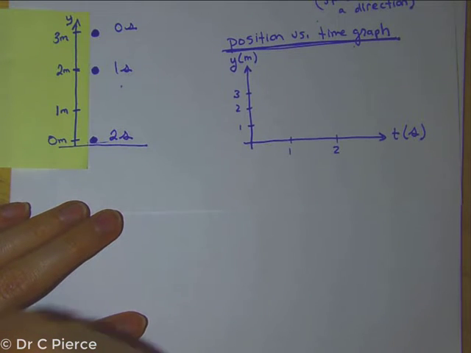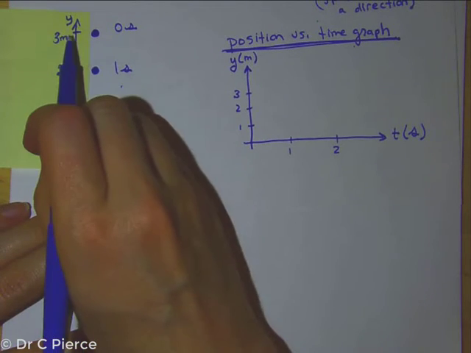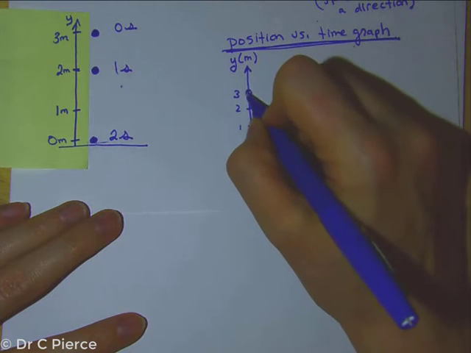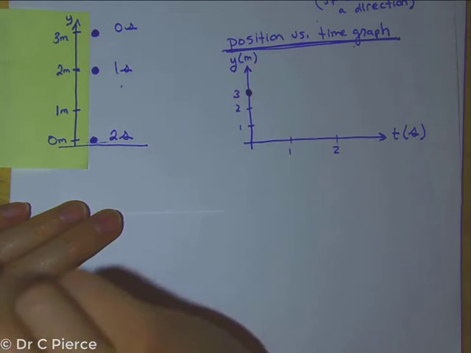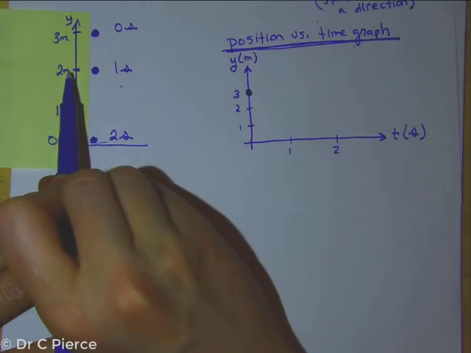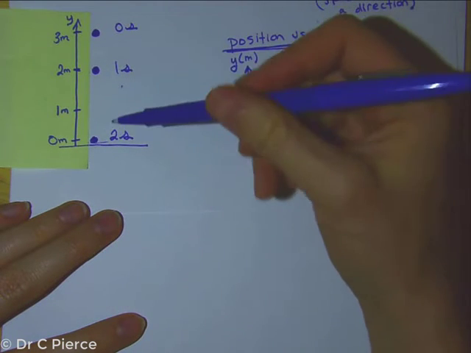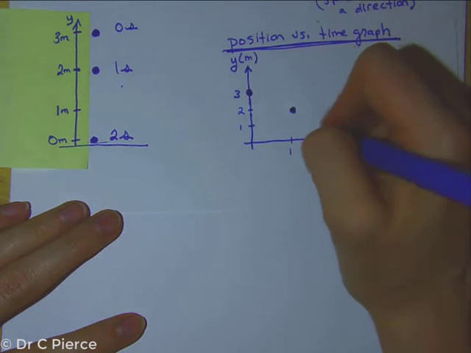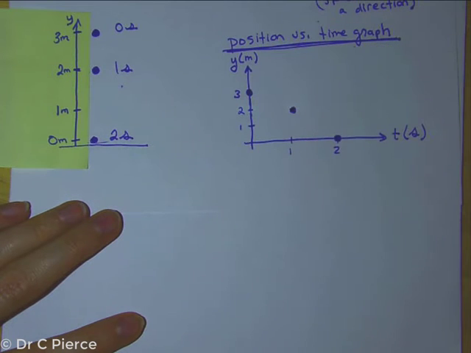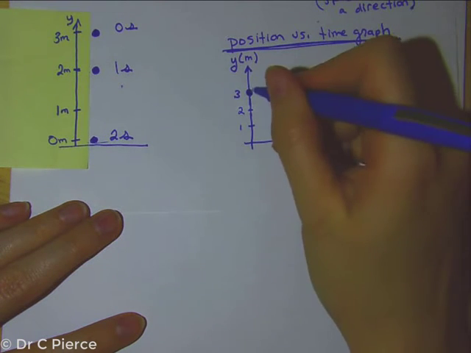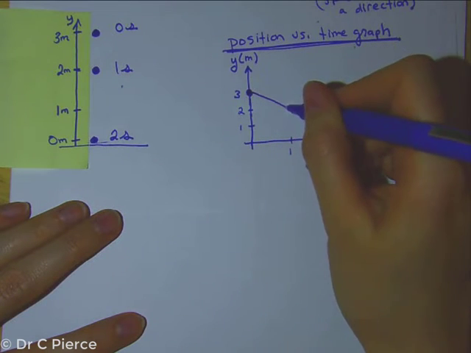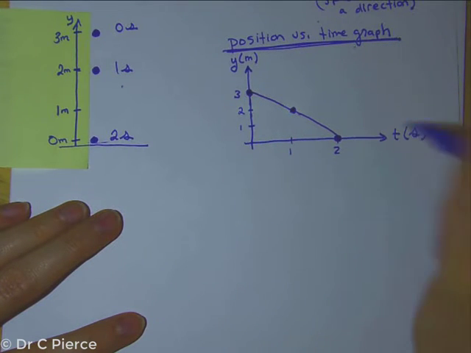So we can graph it out. At time of 0, it had a position of 3, which is right here. At time of 1, it had a position of 2. And then at a time of 2, it had a position of 0. And if my drawing was perfect, it would have ended up being a nice straight line. So I'll try to fit a straight line on there.